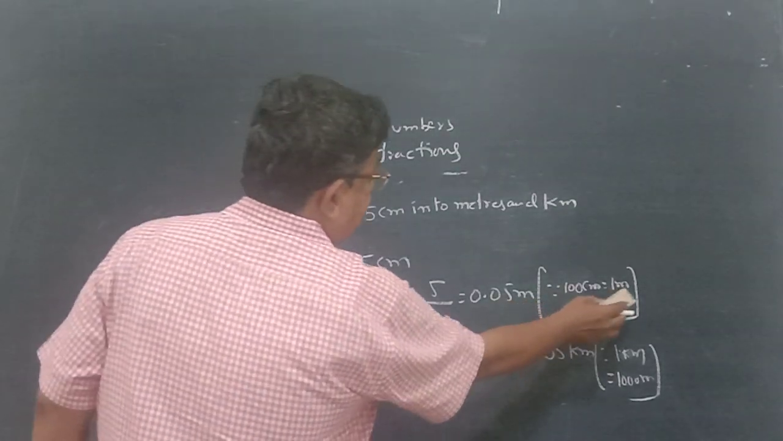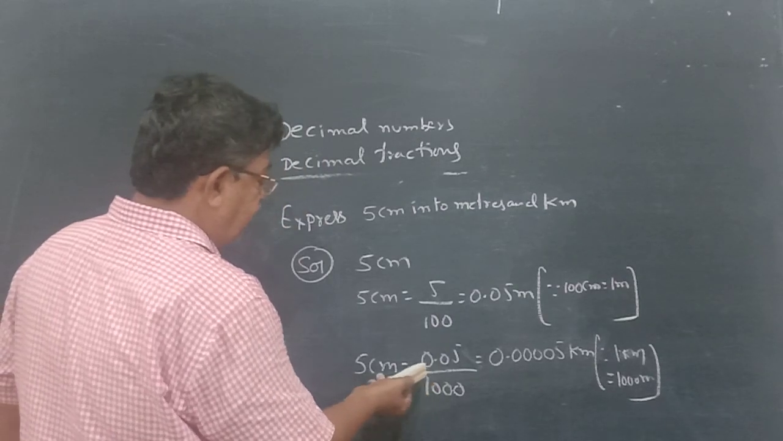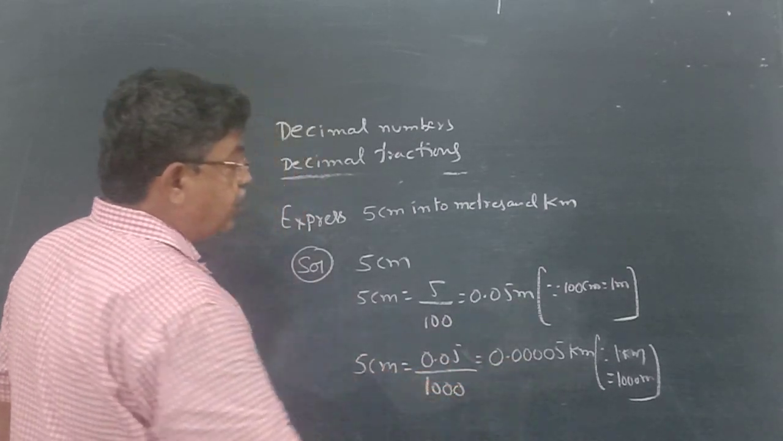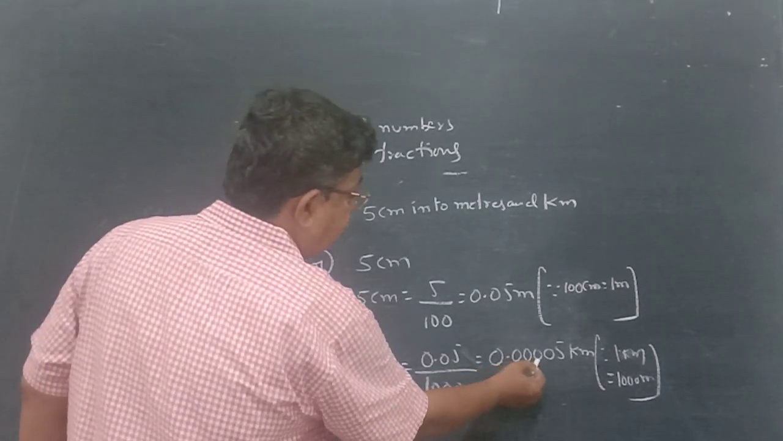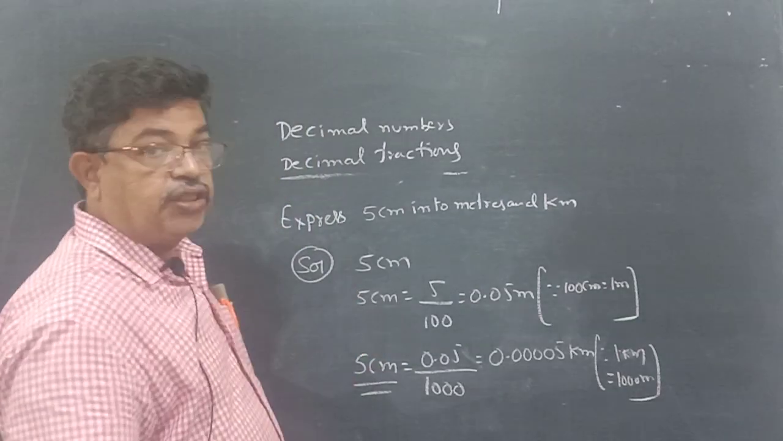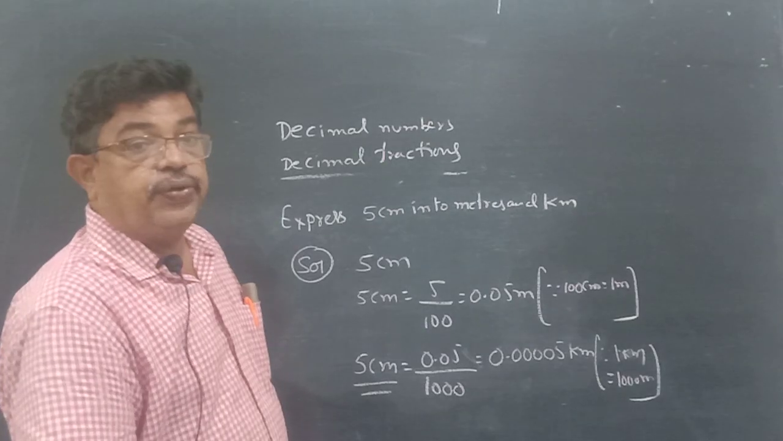So 100 centimeters equal to 1 meter. 1 kilometer equal to 1000 meters. So here 0.05 meters, again we are converting into kilometers. So 5 centimeters is 0.0005 kilometers. So smaller units are converted into bigger units or larger units.